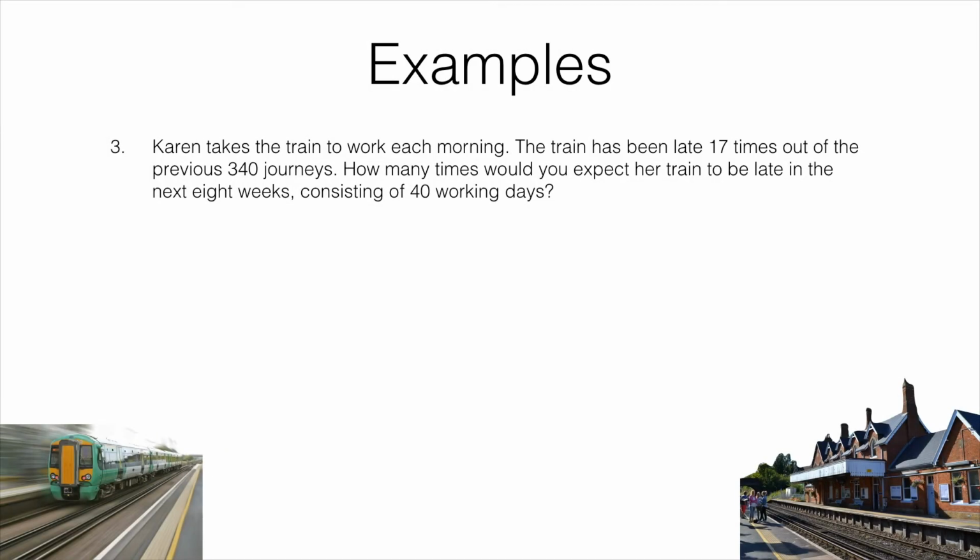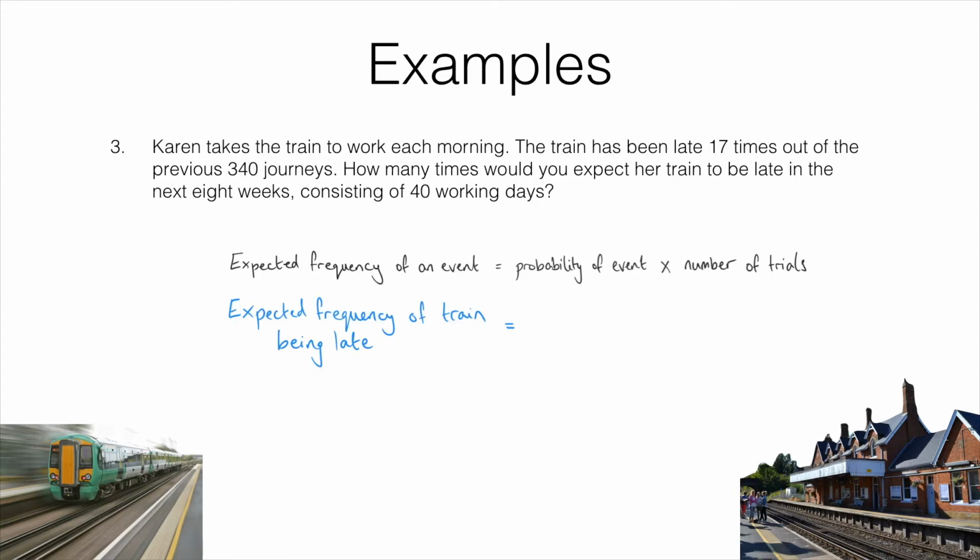Question 3 says, Karen takes the train to work each morning. The train has been late 17 times out of the previous 340 journeys. How many times would you expect her train to be late in the next 8 weeks, consisting of 40 working days? We're being asked to find the expected frequency of the train being late. Just like the previous questions, we need 2 bits of information to work that out. We need to know the probability that the train is late on a single journey, and we need to know how many trials we're considering, or how many journeys we're considering.